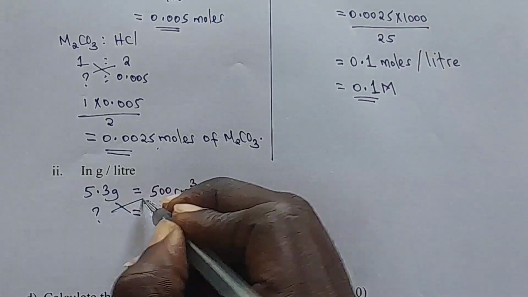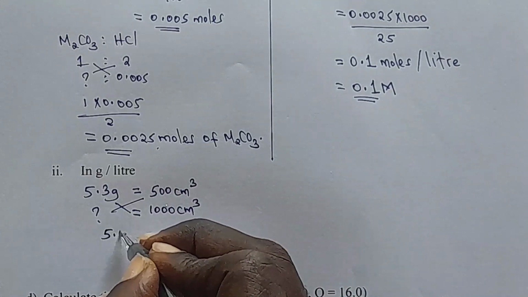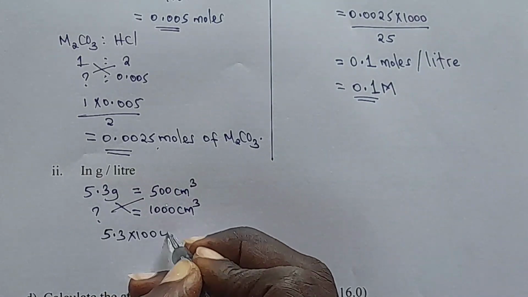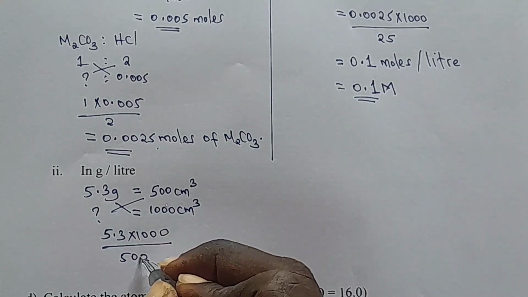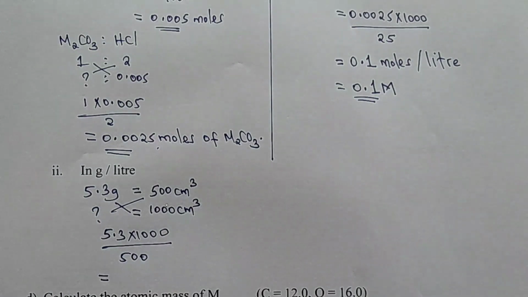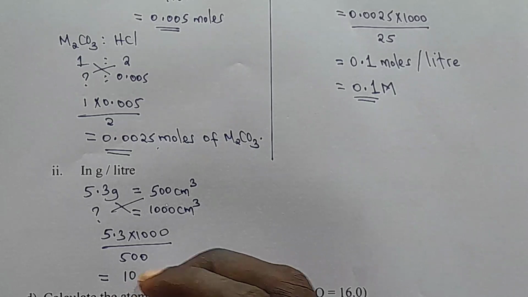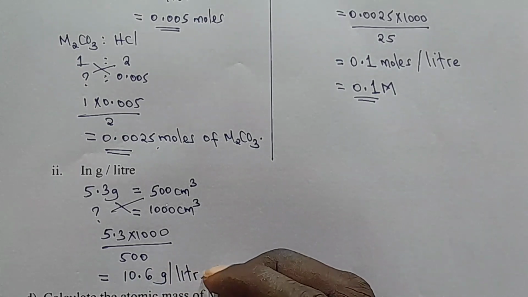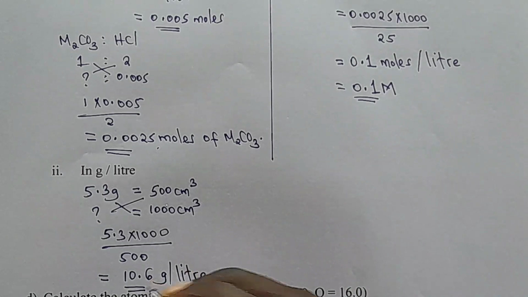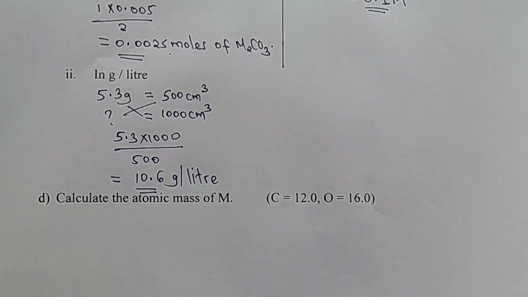So we are going to cross multiply. We are going to say 5.3 times 1000 divided by 500. So here we are going to get 10.6 grams per liter. That will be our concentration of solution X in grams per liter. Then we proceed. We move to part D of the question.